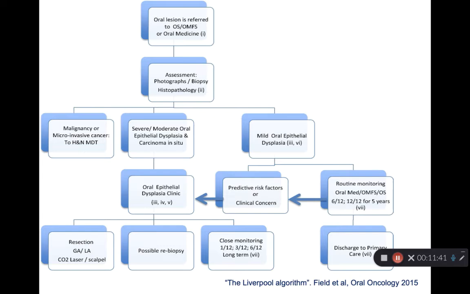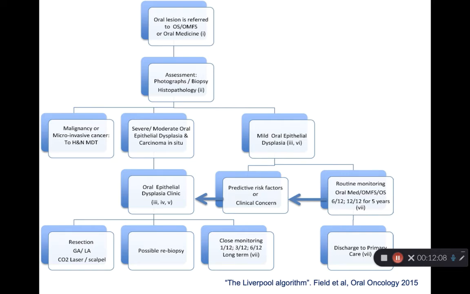And so then you come to the point, some of them, unfortunately, at the time when the lesions are biopsied are already going to be malignant. So from the left-hand side over, you can see those which are malignant that are going to go into the head and neck cancer MDT. And then there's this separation between those who have moderate and severe epithelial dysplasia and those who have mild epithelial dysplasia. So if we deal with the mild epithelial dysplasia first, well then the mainstay of that is twofold.